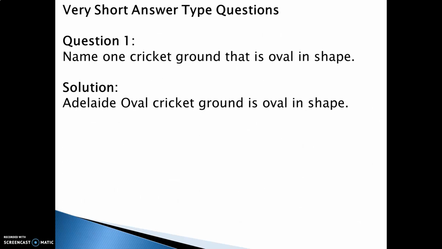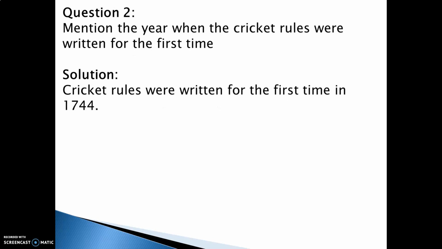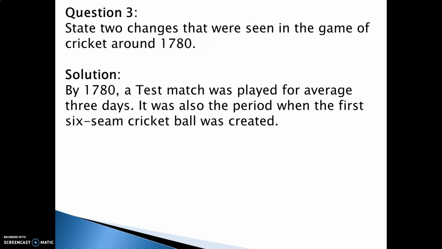Very short answer type questions. Name one cricket ground that is oval in shape. Adelaide Oval Cricket Ground is oval in shape. Mention the year when the cricket rules were written for the first time. 1744. Two changes that were seen in the game of cricket around 1780. By 1780, a match was played for an average of 3 days. It was also the period when the first six-seam cricket ball was created.